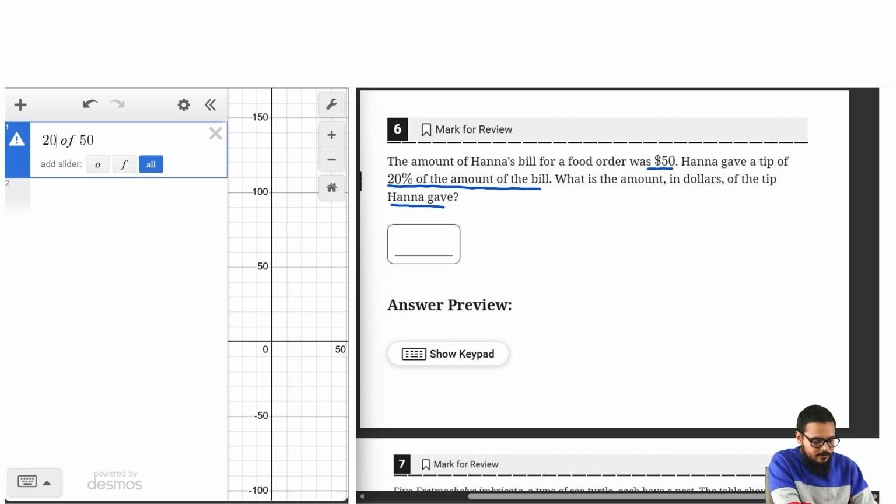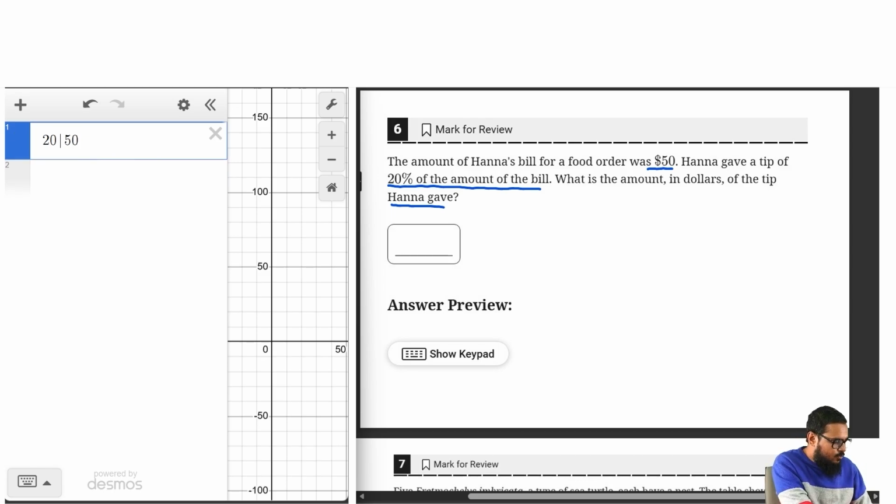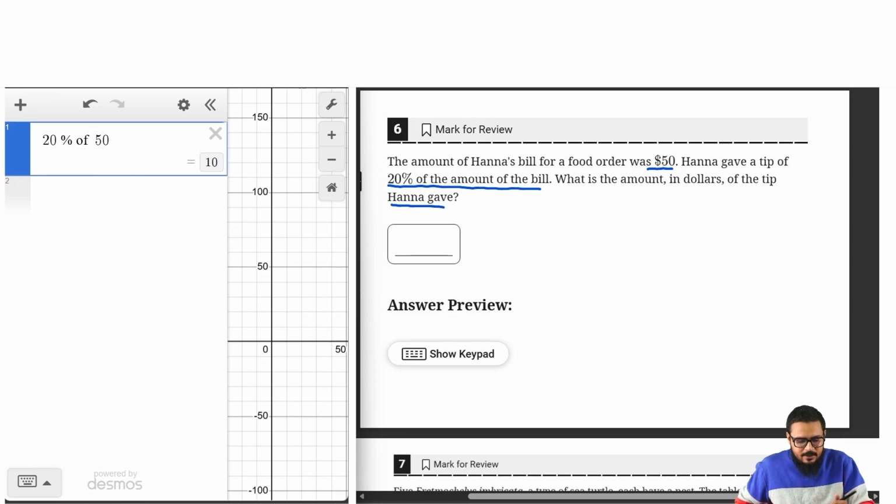20% of 50 comes out as 10. You can do it manually as well. So what's 10% of the number $50? It will always be 5, right? Double that number, and you will get 10.